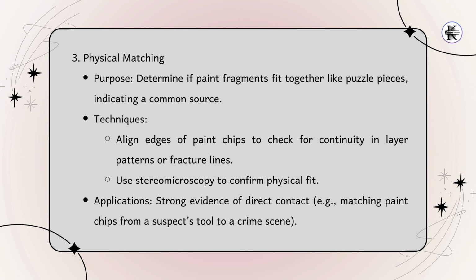Now, along with this, another very strong method is physical matching. Physical matching involves fitting paint chips together like puzzle pieces. If the edges match perfectly, it proves a common origin beyond doubt. This is considered one of the strongest forms of evidence in paint analysis.